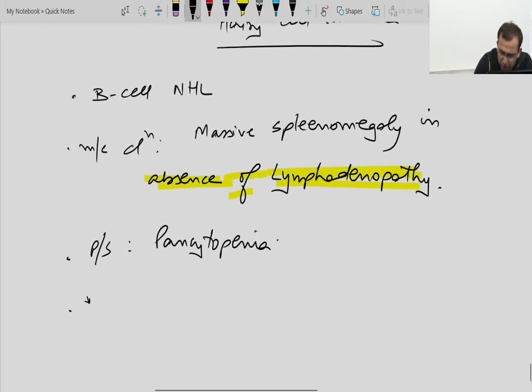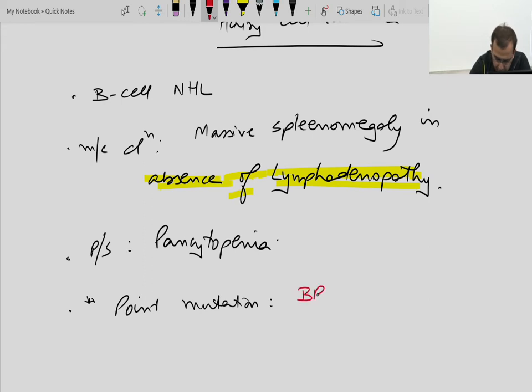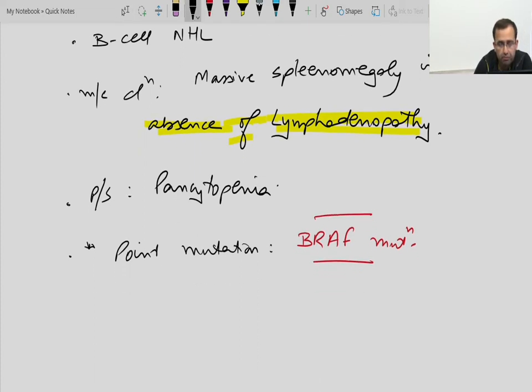Next point, put a double star on this and write down which mutation is detected in hairy cell leukemia. It shows the presence of BRAF mutations. Hairy cell leukemia shows BRAF, which has to be remembered, BRAF mutation.